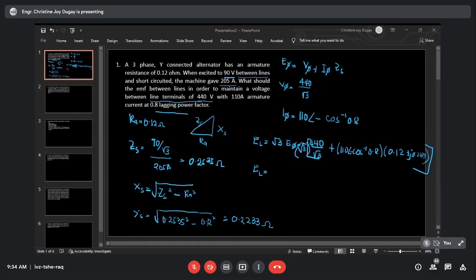Ganun lang po. So, the answer is 484.2435. So, that is our final answer. I'm not sure, pero alam ko may angle dapat yan. You may include the angle. So, that is now the E-line. That is now the final answer of our examples. Do you have any questions or clarifications for number 1?